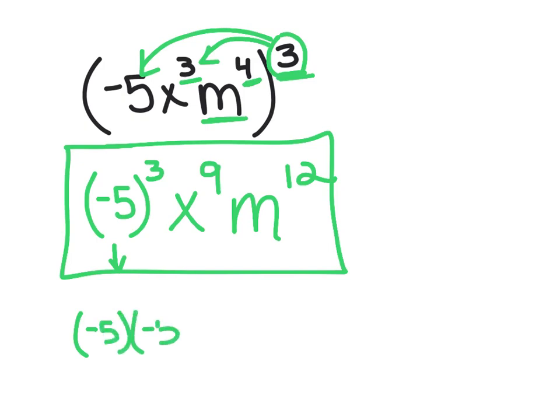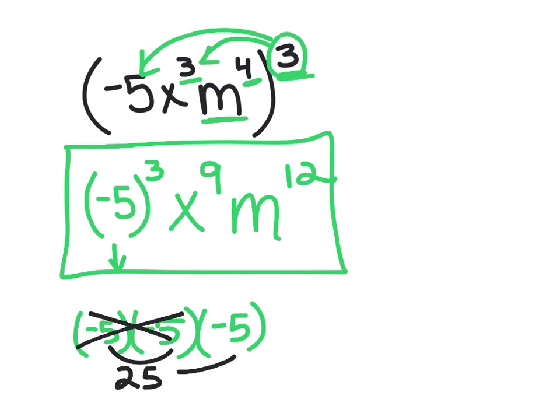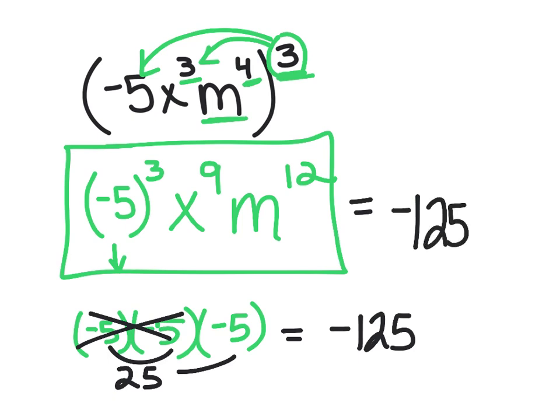Negative 5 times negative 5 times negative 5. Okay, I'm going to do it one at a time. So negative 5 times negative 5. A negative times a negative is a positive 25. Okay, I use both of those. Now I need to do 25 times negative 5. Well, a positive times a negative is a negative, and then 25 times 5 is actually 125. So another way to write the final answer would be negative 125, and then x to the 9th, m to the 12th.